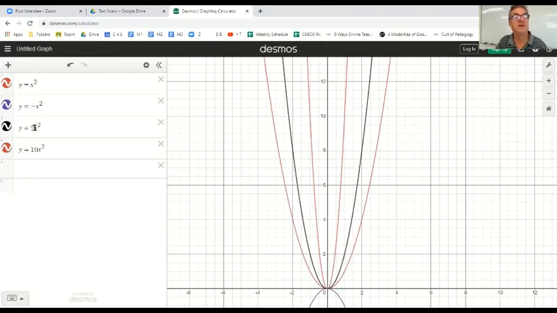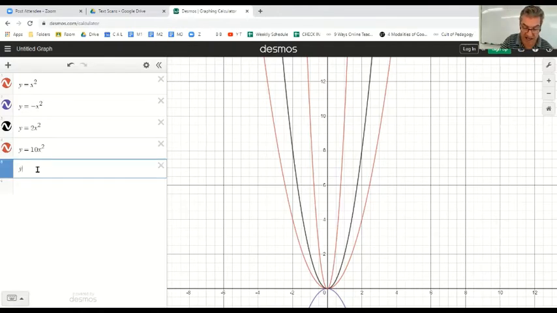So you can see as we increase the number in front of the x squared, as we increase a, our parabola gets narrower and narrower. Now this is for values of a that are greater than 1 or less than negative 1, okay?